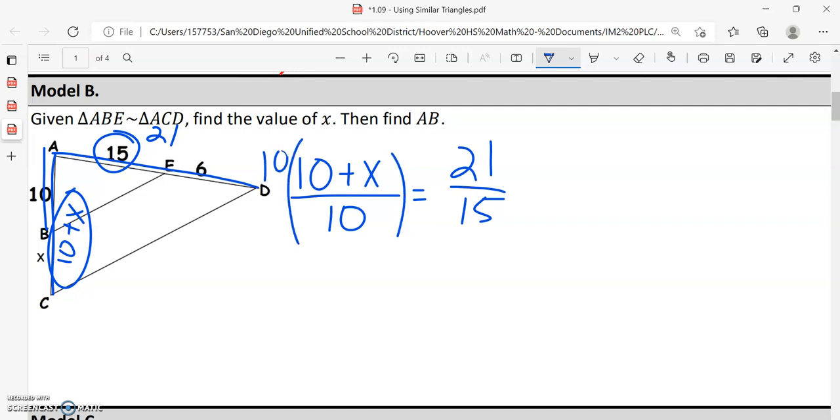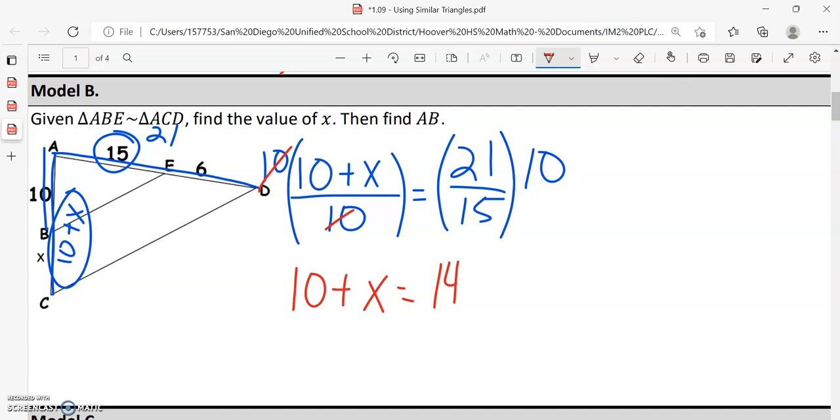We're going to multiply both sides by this denominator, which is 10. That cancels off those 10s. We get 10 plus X is equal to, take a calculator, do 21 times 10. Then you're going to divide that by 15. And you should get 14 in your calculator. And we have 10 plus X. This 10 is positive. So we're going to subtract that 10 from both sides. Cancel, cancel. X is equal to 4. So that's part of the question.